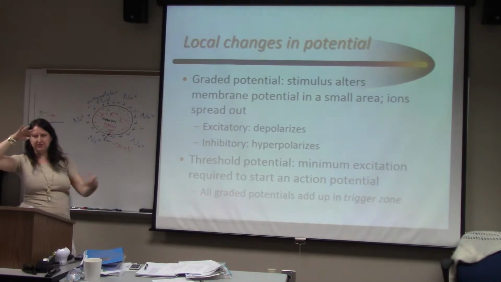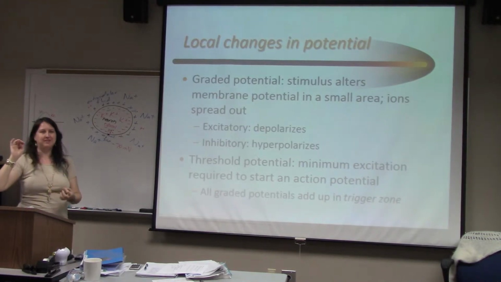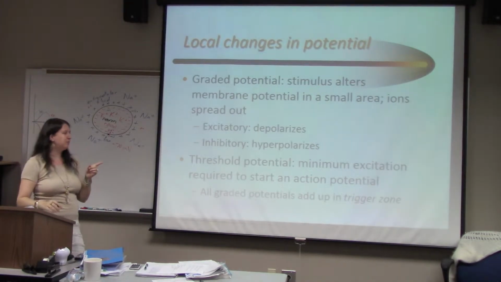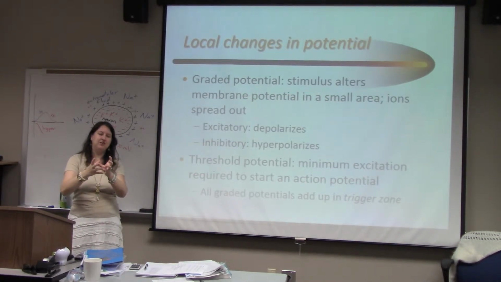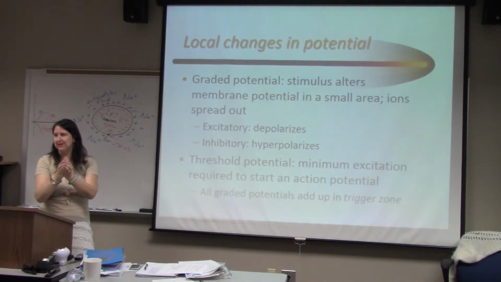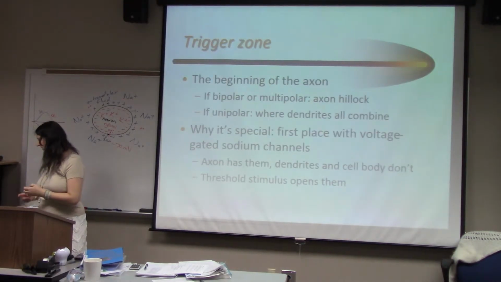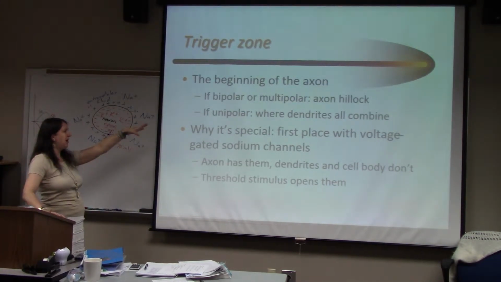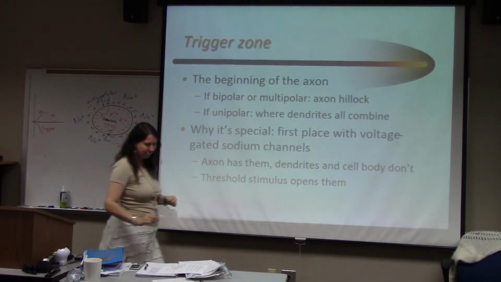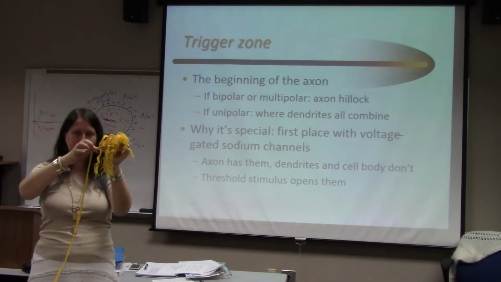We also said there are multiple stimuli coming in at once. All the graded potentials spread out from the site of the stimulus, and then there's one special place where they all add up. How much the concentration has changed in this spot determines whether the cell has an action potential or not. That area is called the trigger zone. The trigger zone is wherever the axon starts. So for bipolar and multipolar neurons, where the axon starts at the cell body, the axon hillock is the trigger zone.